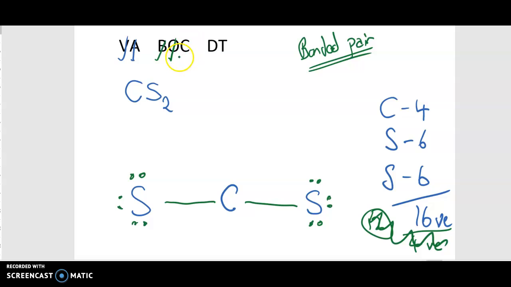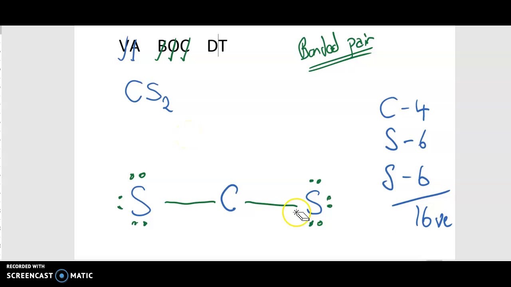So I can't add any more around the central atom. There aren't any more to spread around. I'm not allowed to chuck a couple more up here because I don't have them in this molecule. So I only have 16 electrons and they have all been used up to get us to that point.